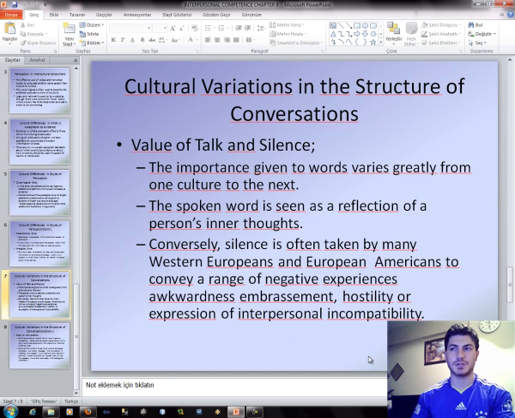Cultural variations in the structure of conversations. Value of talk and silence. The importance given to words varies greatly from one culture to the next. The spoken word is seen as a reflection of a person's inner thoughts. Conversely, silence is often taken by many Western Europeans and European Americans to convey a range of negative experiences of awkwardness, embarrassment, hostility, expression, or interpersonal incompatibility.